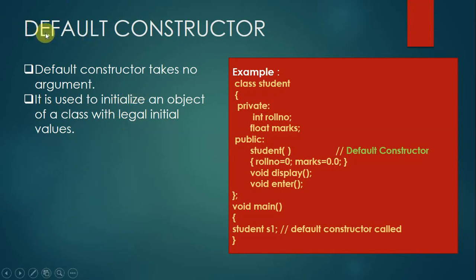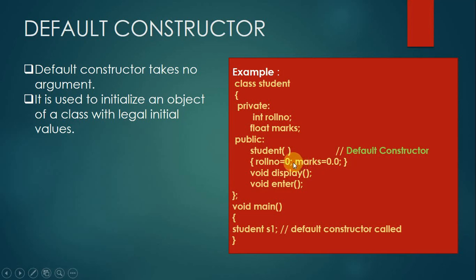Now let us study all these constructors in detail. The first one is the default constructor. Again, the same points. The default constructor takes no arguments and it is used to initialize an object of the class with legal initial values. So let us see how we can declare a default constructor in our class. I am taking the same example, class student with private data members, roll number and marks. And in the public section, I am declaring the constructor. In the constructor, I am assigning the value 0 to roll number and 0.0 to marks.